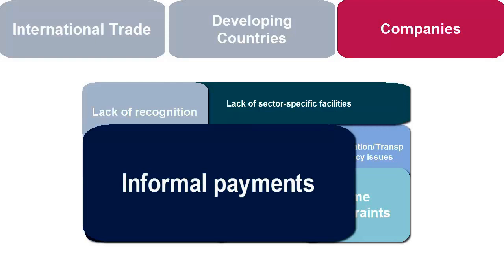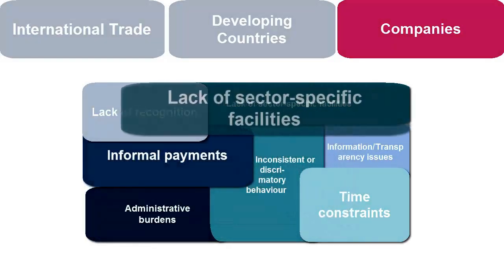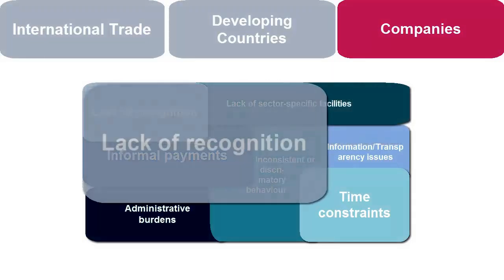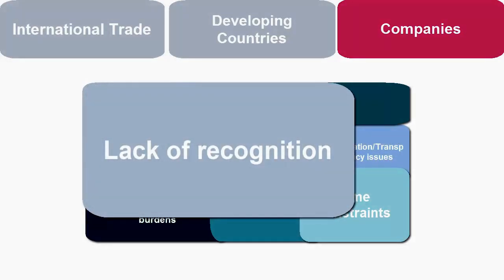Another burden companies mentioned in the survey is the lack of sector-specific facilities. This includes testing laboratories or appropriate storage for products to reduce spoilage or damage. Finally, the lack of recognition or accreditation, as mentioned in the example before, can be a problem. Facilities available for testing products in the home country might lack international recognition.